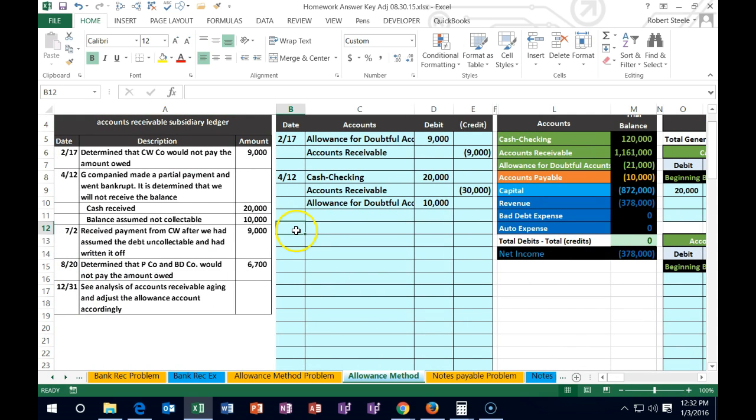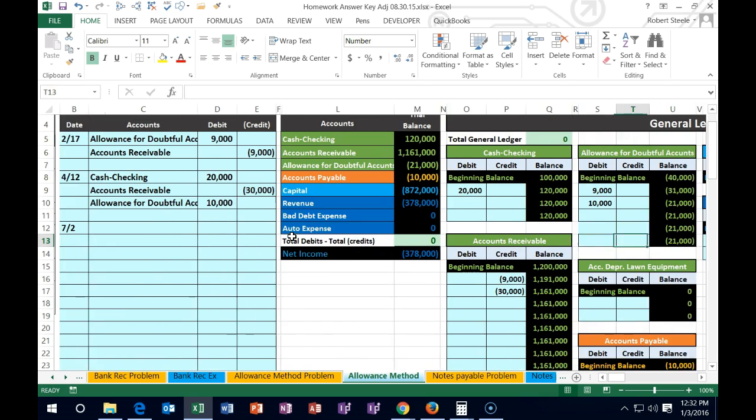And we are now on 7.2, which says that we received payment from CW after we had assumed the debt uncollectible and had written it off. So now what's happening, we wrote off that CW company wasn't going to pay us. And then we came back and all of a sudden they walked in the door and paid us. And we're amazed by that. Doesn't usually happen. We thought that they were not going to pay us. They hadn't paid us for a long time. We wrote them off. So how are we going to account for that?